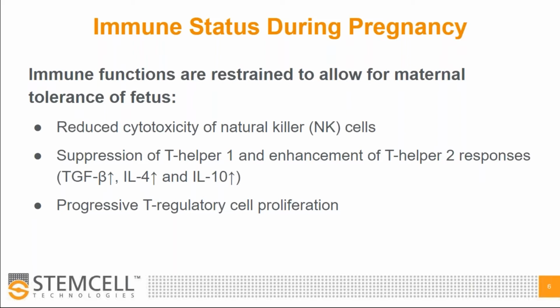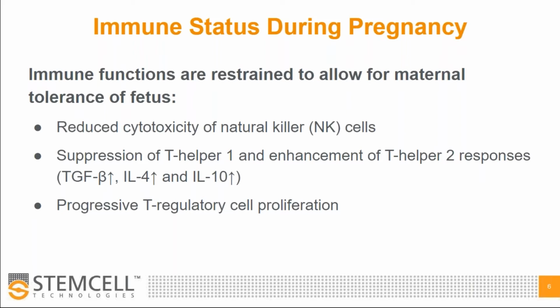Pregnancy is a special situation for the mother's immune system, as the fetus expresses paternal genes that can potentially induce an immune response in the mother that would reject the fetus. So the immune functions in the mother are somewhat restrained to allow for fetal tolerance.